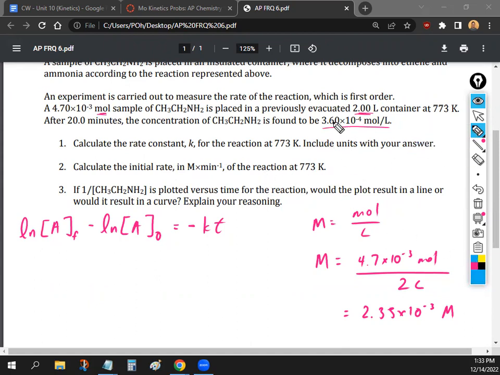Okay, so we're going to plug it in. So the final concentration is 3.6 times 10 to the negative 4. So we're going to do the natural log of 3.6 times 10 to the negative 4 minus the natural log of what we just calculated, 2.35 times 10 to the negative 3. We're solving for the rate constant, which is K, and the time it takes is 20 minutes. If you want to convert it to seconds, you can, but you can just give your rate constant in terms of minutes. So that's totally fine.